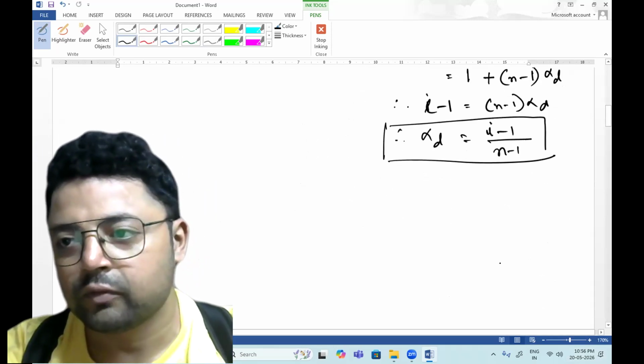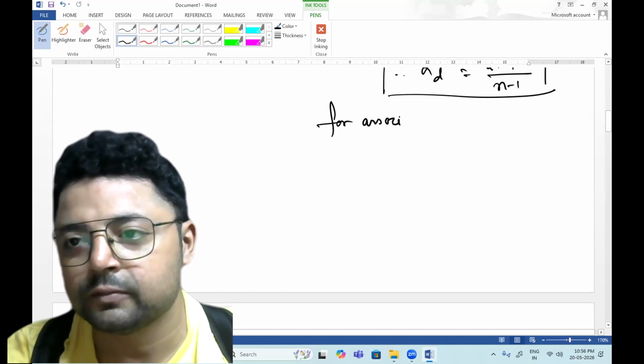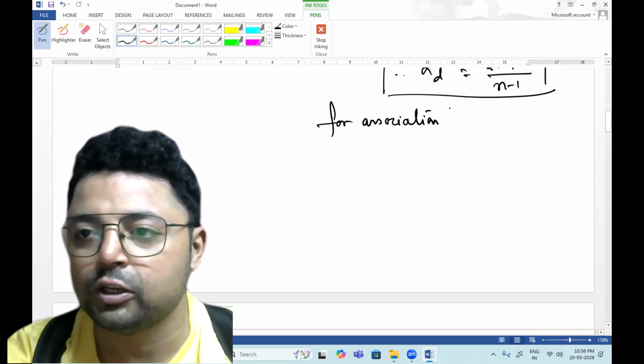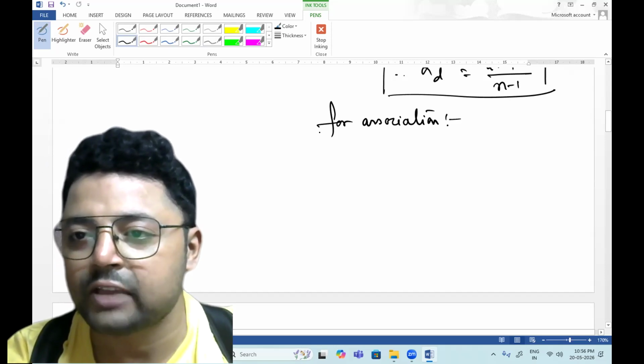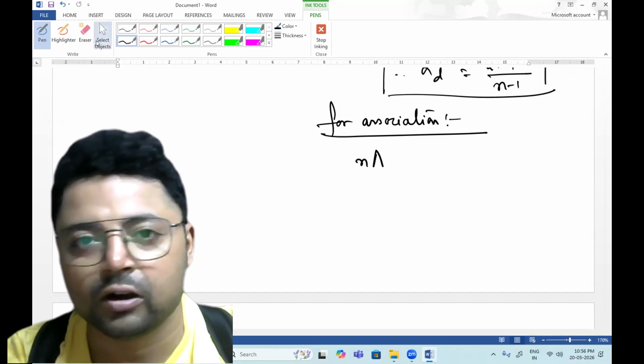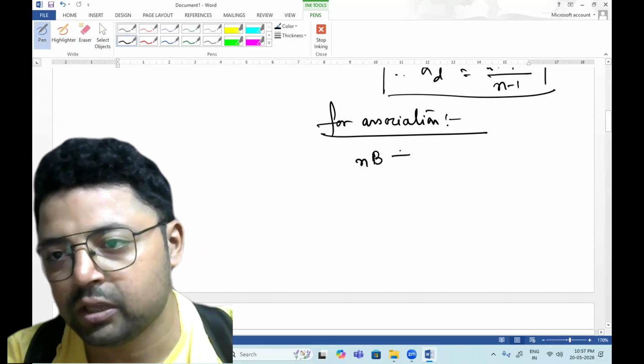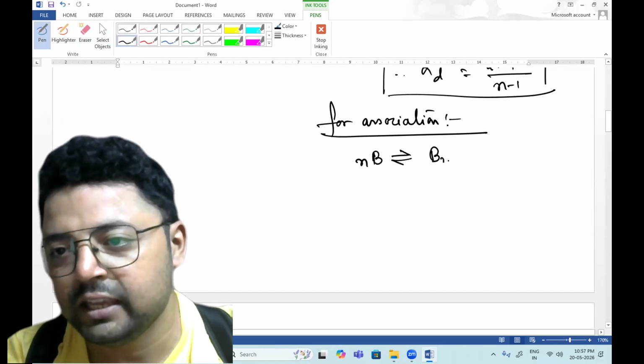Now, for association, what happens? For association, when solute molecules undergo association, okay, like if you have Na, or you can say if you have Nb, from there you will get Bn.